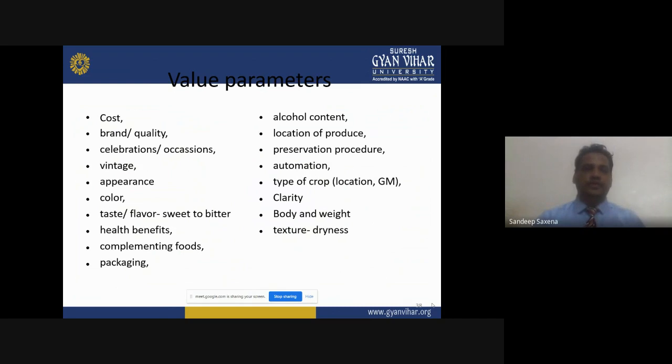Value parameters. If you're talking about the Indian wine industry, the value parameters should be cost, brand, quality, celebration and occasion, vintage year, appearance, color, taste, flavor, sweet to bitter, health benefits, complementing foods, packaging, alcohol content, location to produce, preservation procedure, automation, type of crop, location, clarity, body and weight, texture and dryness.